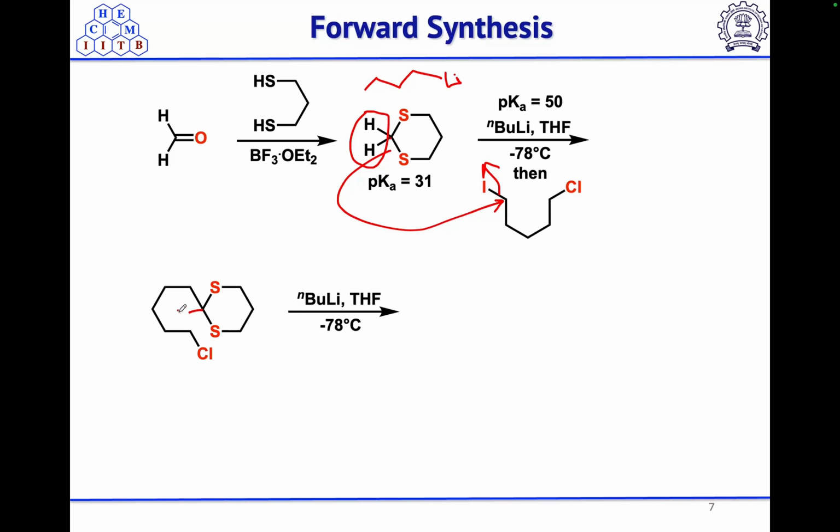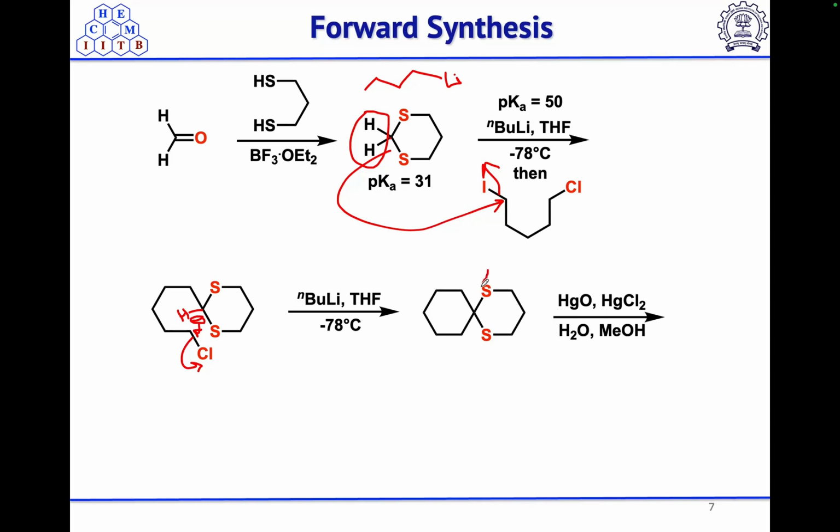Now another proton is still remaining, right? This proton we can easily abstract by using n-butyl lithium again. So again we have to add n-butyl lithium into this compound in THF. THF is a solvent, an ether, tetrahydrofuran. If you add n-butyl lithium into this compound, again it will abstract this proton and generate this carbanion. Now the second nucleophilic SN2 reaction will happen, and you will get the corresponding spirocyclic compound.